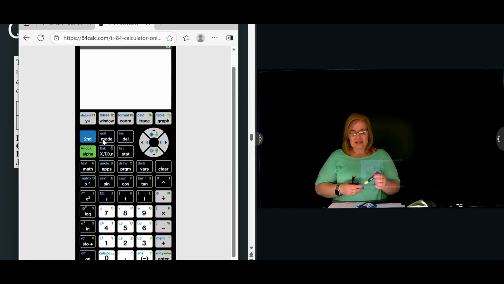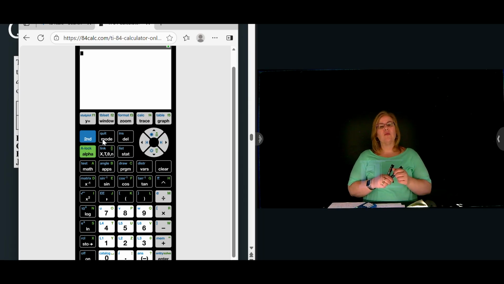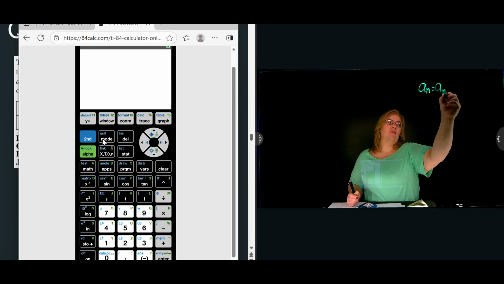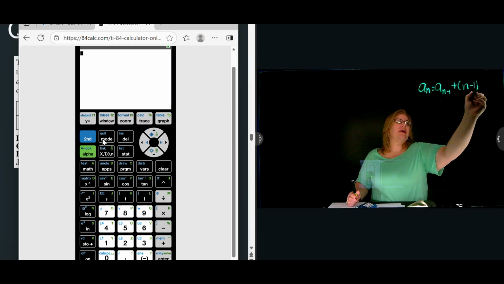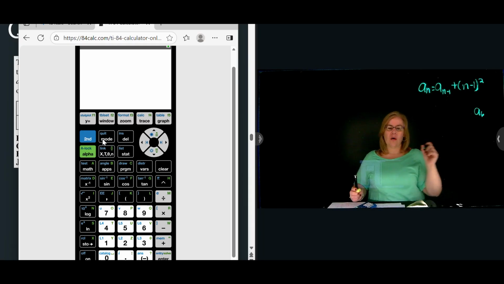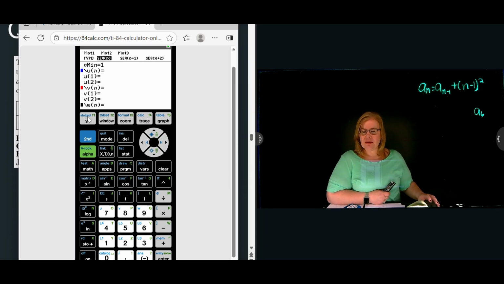Now, to put this sequence in, I need to remember what that recursive equation looked like. So I'm going to write this up here on the board. I have a sub n equals a sub n minus 1 plus n minus 1 squared, and I'm looking for my a sub 6, or my sixth term. So what I need to do is go to my y equals. Now, this n min is the index of our sequence. We want to go one at a time, so that's going to be 1 for right now.